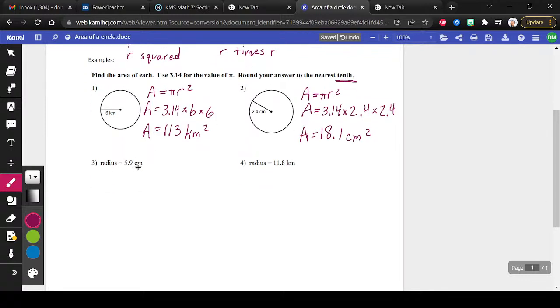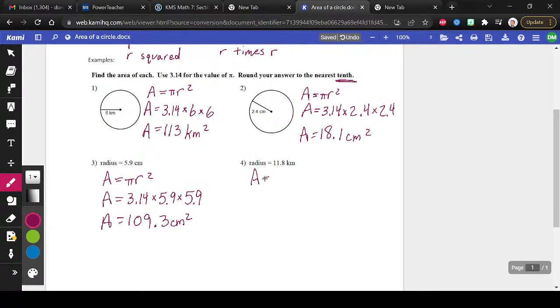This time around, the only difference is that these problems say, hey, we're going to just describe the word radius. So here we go. A equals pi r squared. And again, pi is 3.14. Our radius is 5.9 times our radius, which is still 5.9. So we put this in the calculator: 3.14 times 5.9 times 5.9. And that gives us 109.3 centimeters squared when rounded to the nearest tenth.